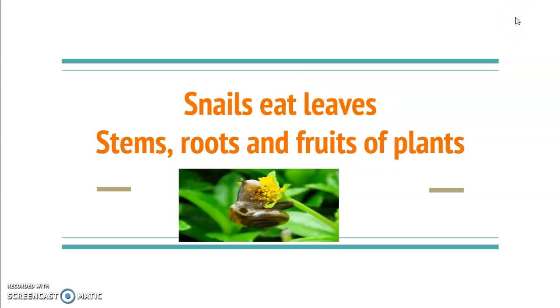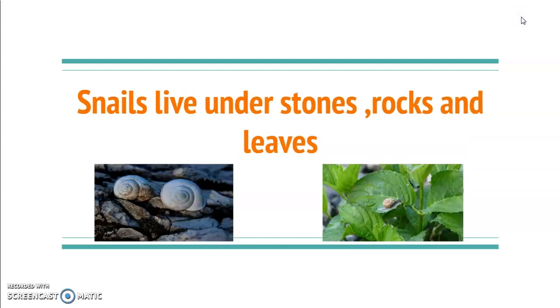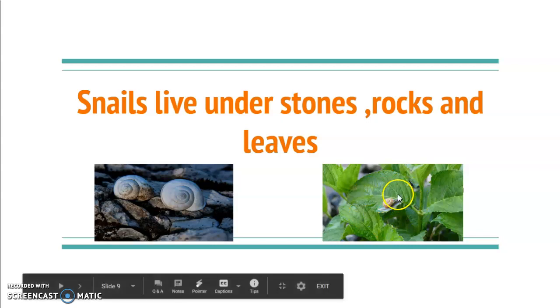What do snails eat? Snails eat leaves, stems, roots, and fruits of plants. Repeat: snails eat leaves, stems, roots, and fruits of plants. Snails live under stones. Look here. Rocks, and leaves. Here is a snail. It lives on leaves.